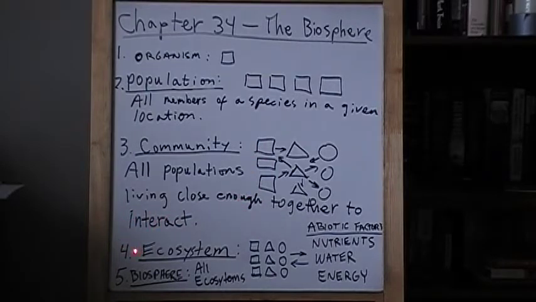And then the fourth one is the ecosystem. So the ecosystem is the community plus the abiotic factors. So the abiotic factors are the nutrients, water, and energy. And these, the population or community is interacting with these. And finally we have the biosphere, and that's the sum of all the ecosystems on the earth.